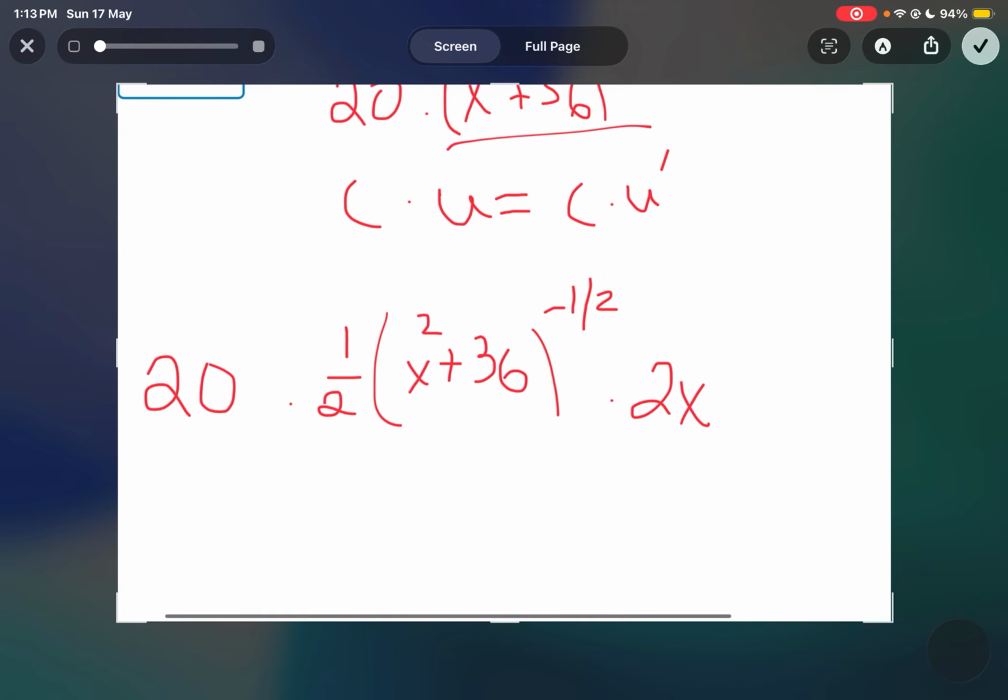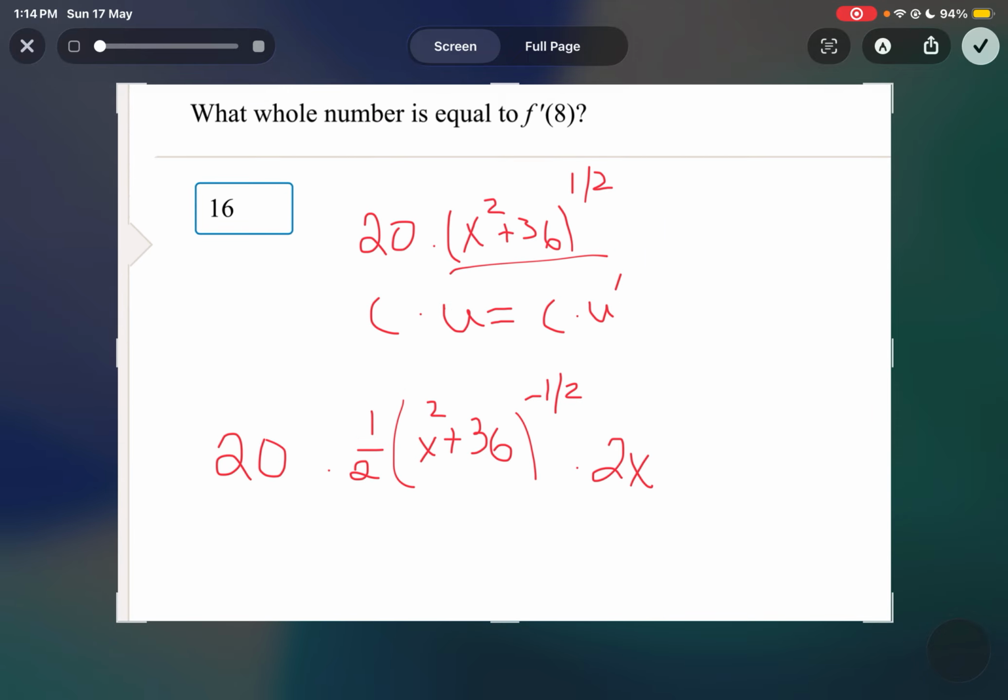And then instead of just continuing and solving, because maybe you got the wrong value, you know what I mean. Here they said they want us to replace x by 8, and they want the derivative at 8. So now just do 20 times 1 over 2 times 8 squared plus 36 to the power of negative 1 over 2 times 2 times 8, and find your answer. Let me just get my calculator really quickly.